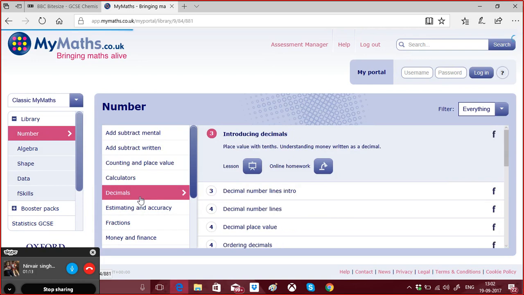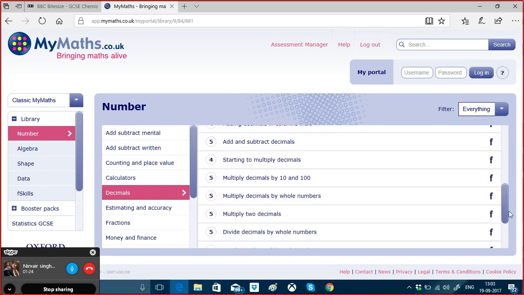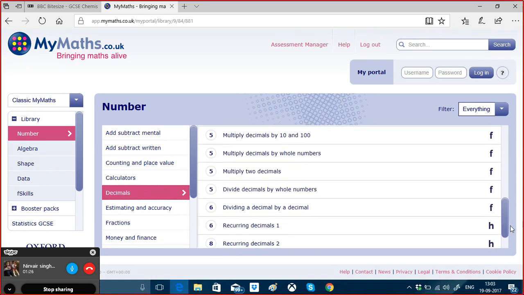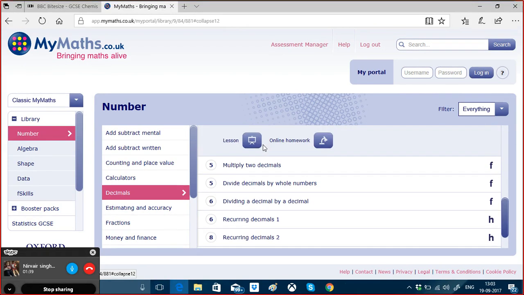We were on decimal multiplication, multiplying decimals by 10 and 100, that we had completed yesterday, beta. Now, multiplying a decimal by a whole number, yes.